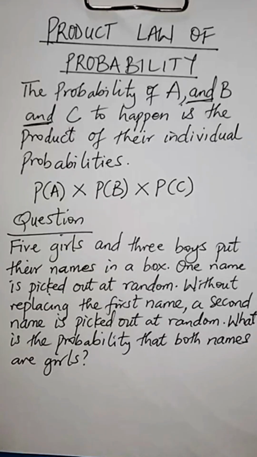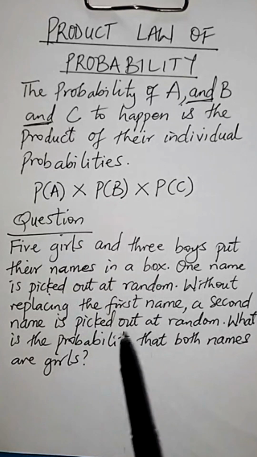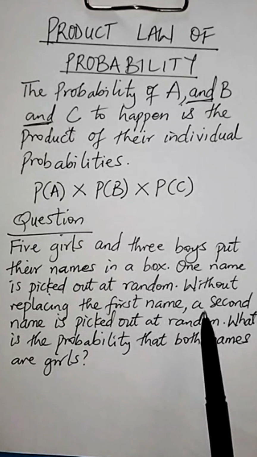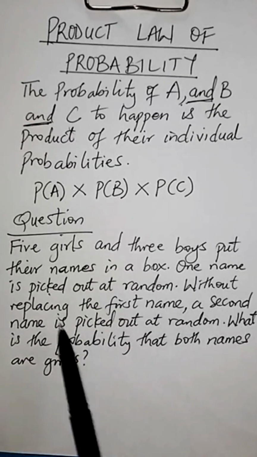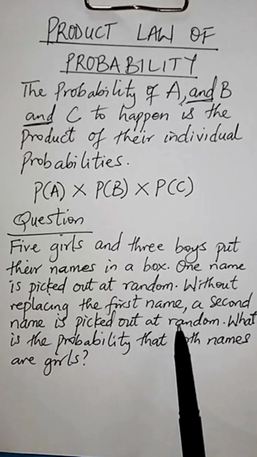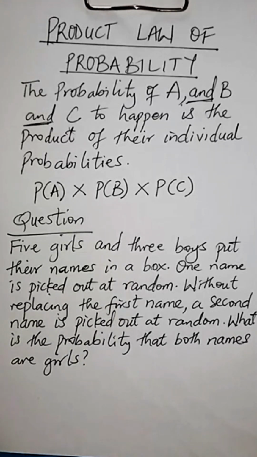5 girls, 3 boys. Their names are put in a box. That's understood. A name is picked at random. That is the first picking. But in the second picking, there was no replacement of the name. So without replacing the first name that was picked, a second name is picked out at random. So what's the probability that both names are girls?